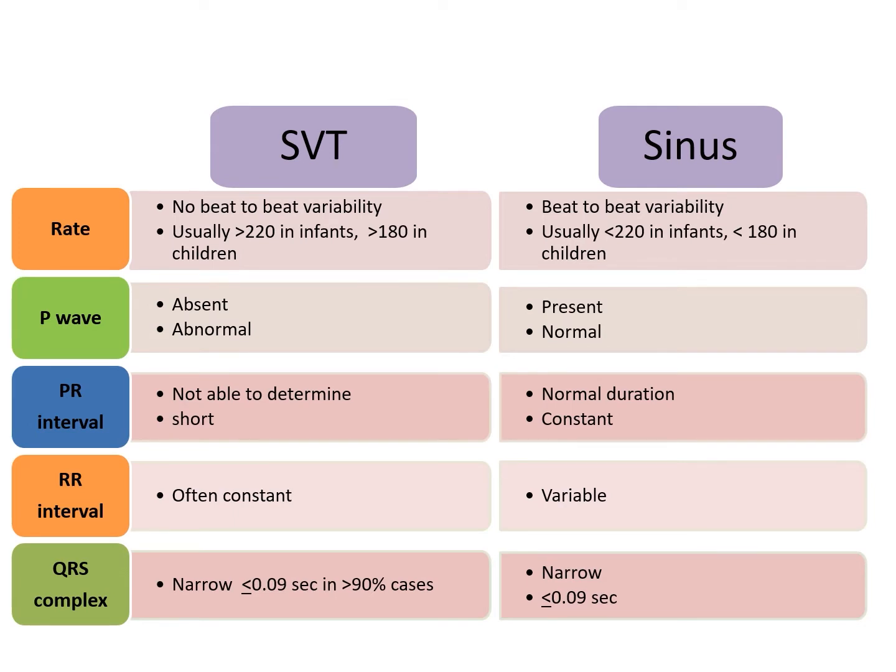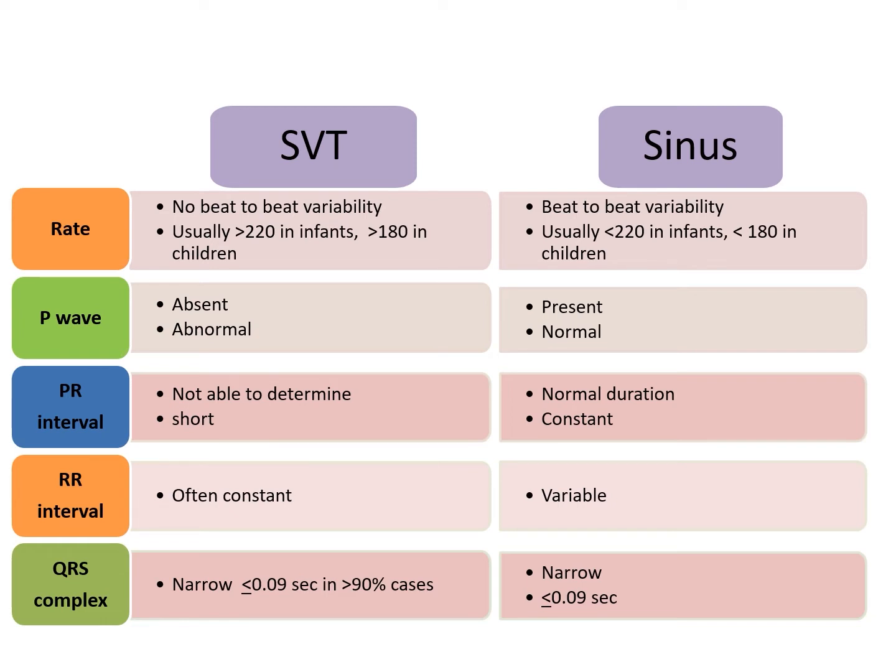So after seeing both sinus tachycardia and supraventricular tachycardia, let's compare and contrast both. Looking at the rate, a sinus rhythm is characterized by beat-to-beat variability. The heart rate is chiefly less than 220 in infants and less than 180 in children. Whereas in an SVT, there is no beat-to-beat variability and the heart rate is typically more than 220 in infants and more than 180 in older children.